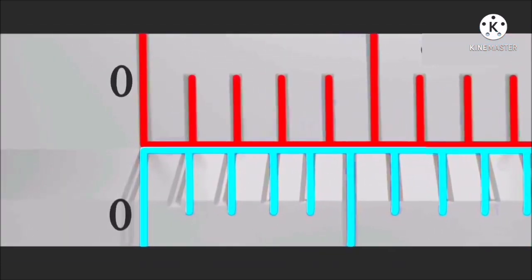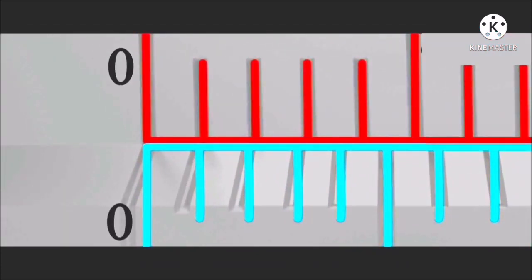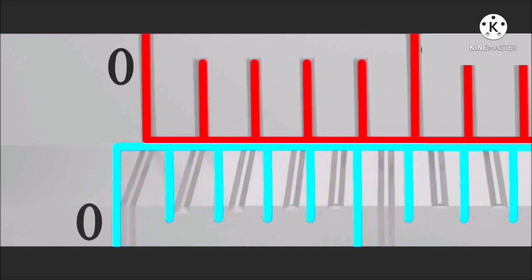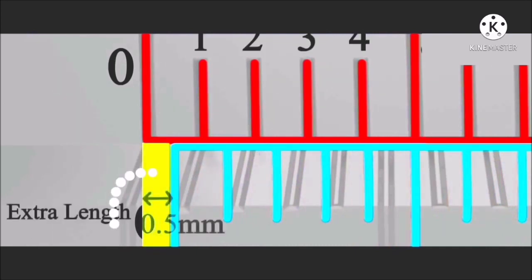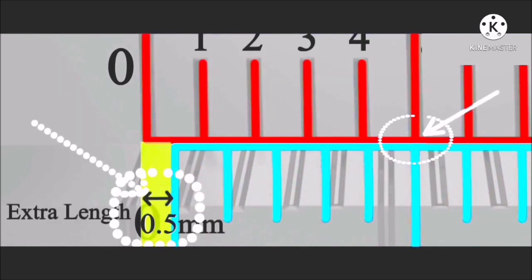Zero error. The 0 of the vernier scale does not coincide with the 0 of the main scale. It is either to the right or left of it. So, let us say in a given instrument, the 0 of the vernier scale is to the right of the 0 of the main scale. In this case, a particular division of the vernier scale coincides with a division of the main scale. Now, this can be understood as the vernier caliper already measuring a certain length, as if an object is placed between the jaws, even though no object is being held.